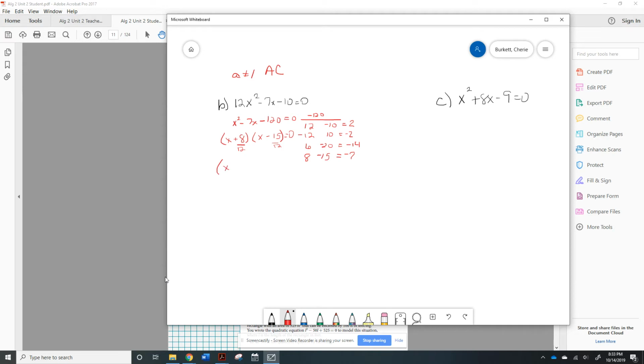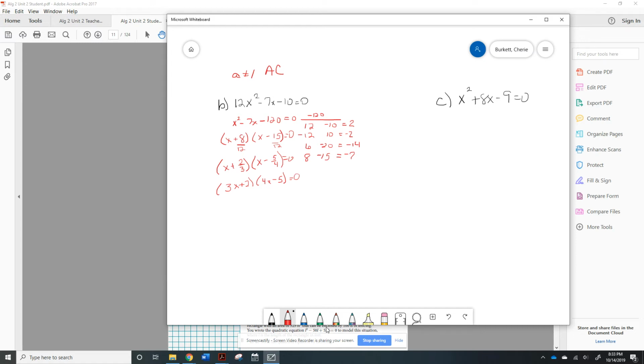So what will go into both an 8 and a 12? I believe it's a 4. So 4 goes into 8 2 times, 4 goes into 12 3 times. What about these two? 3 will go into 15 5 times. 3 would go into 12 4 times. And now we complete this process by doing 3x, I just swung the 3 up in front of that, plus 2, swing the 4 up in front of that, 4x minus 5. Those are all equal to 0. The zero product property, you learned that in Algebra 1.